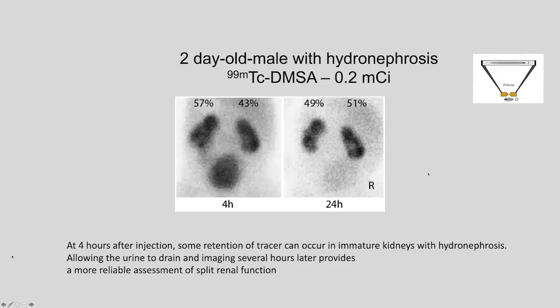And here is an example of what happened in a very tiny, immature child. This patient has hydronephrosis. Imaging was done at 4 hours after the injection, and you can see there is some retention of the tracer in the pelvicalyceal system on the left, and you can see some tracer in the bladder, which is usually not seen as much in the normal case. And the distribution split function shows 57% to the left kidney and 43% to the right kidney.